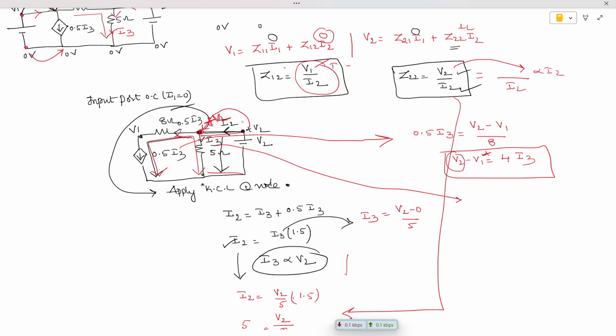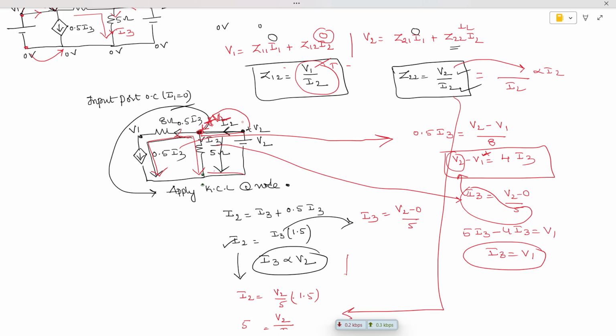V2 in terms of I2, but the disturbance which is creating trouble for me is I3. So I'm going to do some modification here. How to write down I3 here? I3 is equal to V2 minus 0 by 5. So from here we can convert this and substitute it in the above equation. V2 we can write as 5 I3, and this will come to this side, minus 4 I3 is equal to V1. So I3 is indirectly V1.